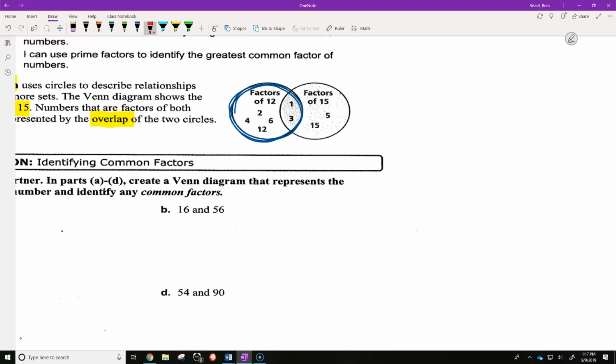If I said the red circle represents factors of 15, you would see 1, 3, 5, and 15 are factors of 15. What is nice is the numbers 1 and 3 are both in the blue circle and the red circle. So if you want to write this in your notebook, you might. That means our common factors are 1 and 3.